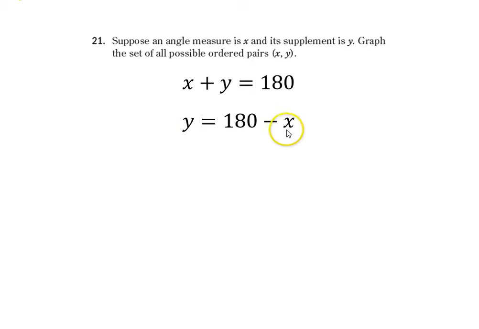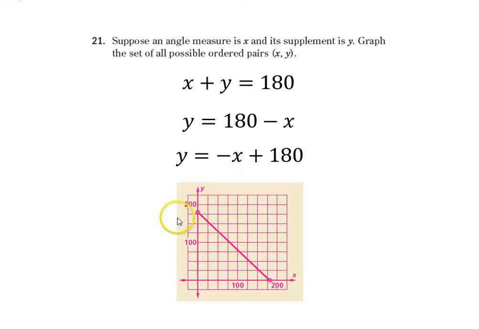So what I did here just now is I subtracted x on both sides. And this is in slope-intercept form, but it's not in the y equals mx plus b format, so I'm going to switch them around. So y equals negative 1x plus 180. There's our slope-intercept form. Our y-intercept is 180. Our slope is negative 1. So if I graph that, here's 180. Y-intercept is 180. And then this has a slope of negative 1, which isn't maybe very obvious there.